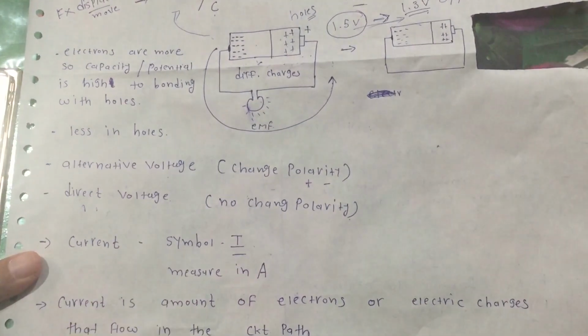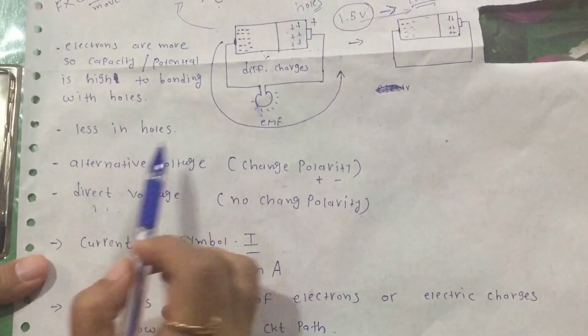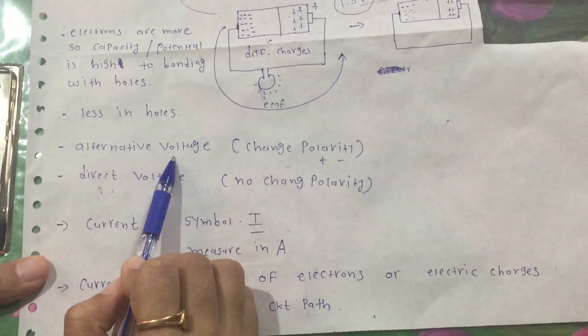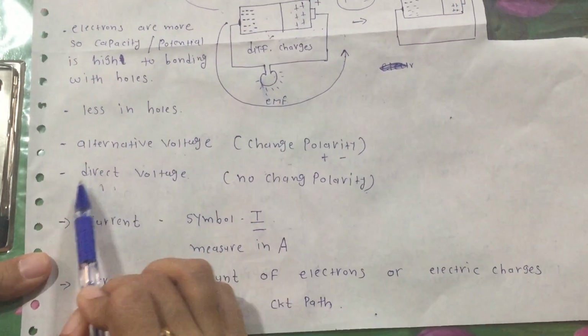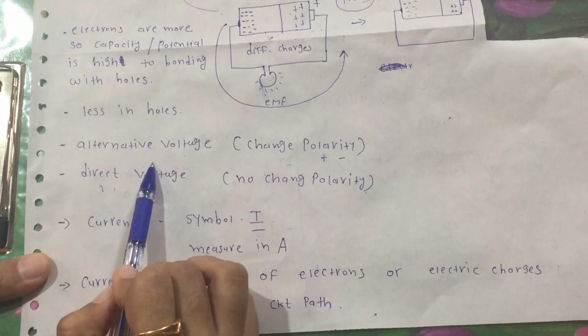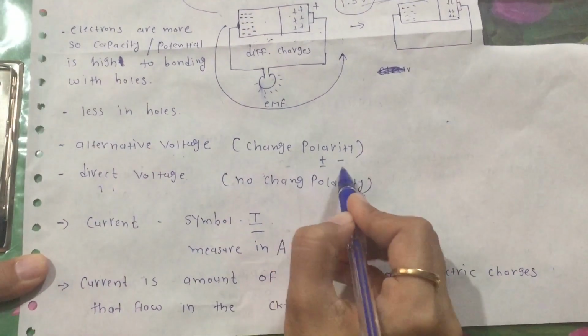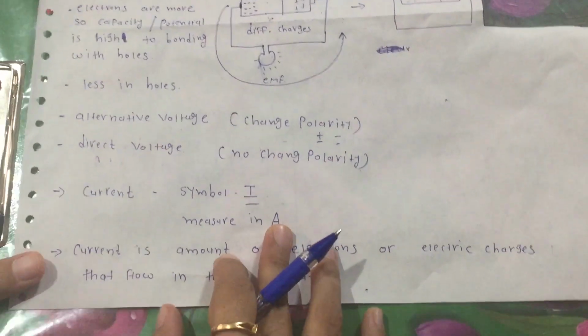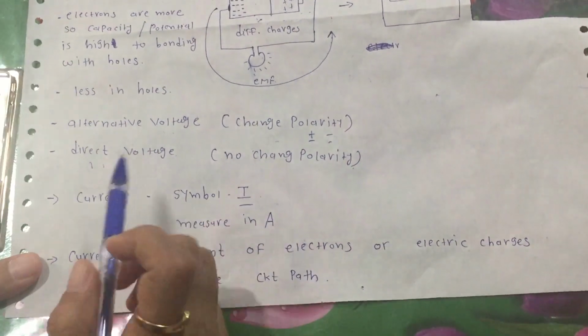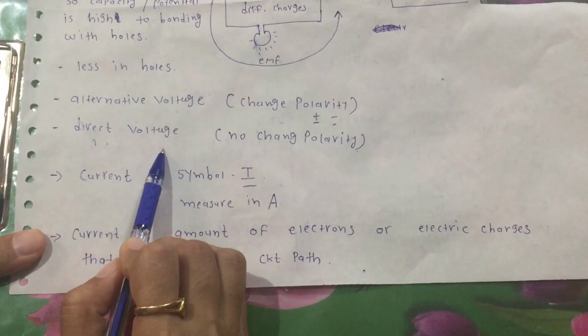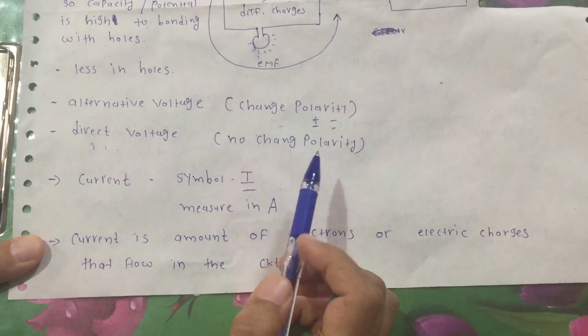Now another thing is there are two types of voltage, alternating voltage and direct voltage. Alternating voltage changes the polarity. Polarity means plus and minus terminal, positive and negative terminal, and direct voltage means there is no change in polarity.